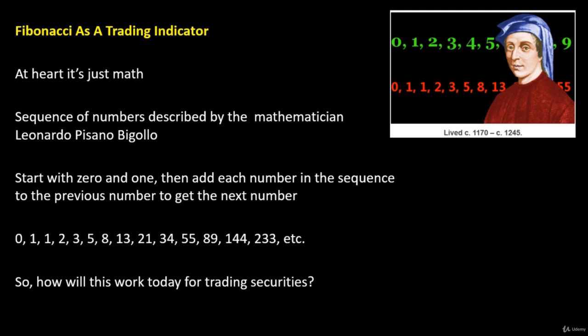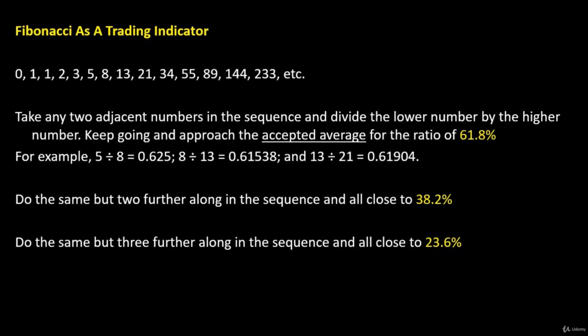But how does that work for trading securities? Well, if you look at how Fibonacci is applied in trading, again, you don't have to calculate this math, but it's good to understand the underlying why, because these numbers that you're going to see highlighted in yellow are going to be important to us when we start actually using it in trading. Basically with Fibonacci, if you take any two adjacent numbers in the sequence and divide the lower number by the higher number, and you keep going, you'll approach the ratio of 61.8.